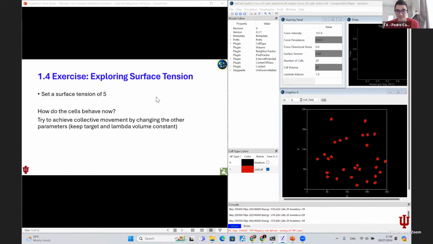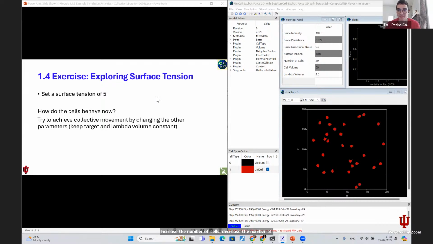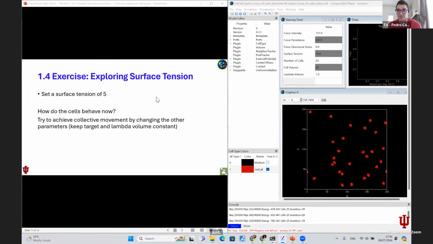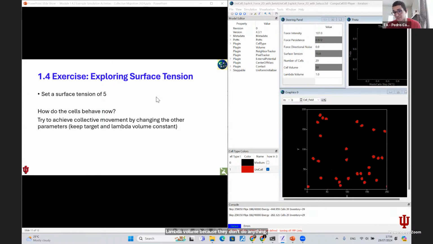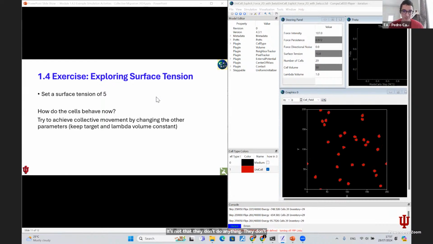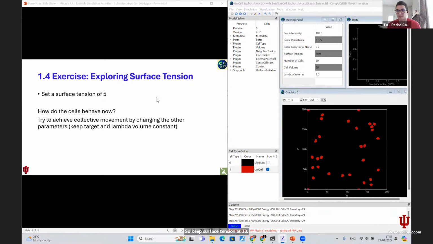Of course you can. Increase the number of cells, decrease the number of cells, close the simulation. You can do whatever you want. Just surface tension at 10. And I do not recommend changing cell volume and lambda volume because they don't do anything. It's not that they don't do anything. They don't contribute into achieving the objective. So keep surface tension at 10. And I would not mess with cell volume and lambda volume. Change number of cells, noise, persistence, and force intensity.